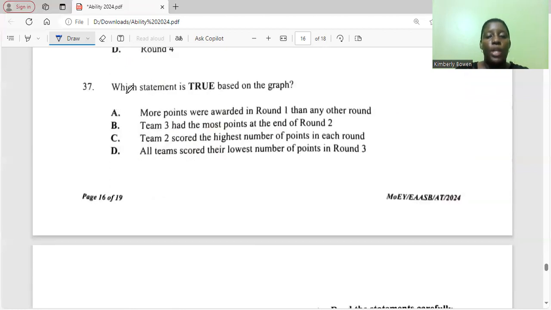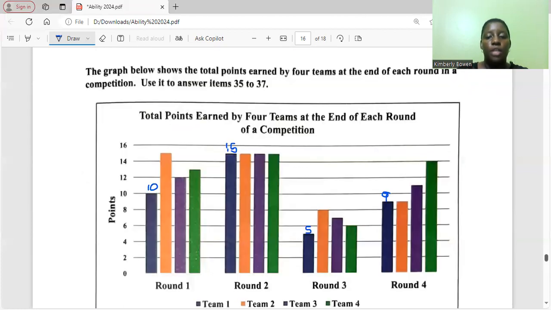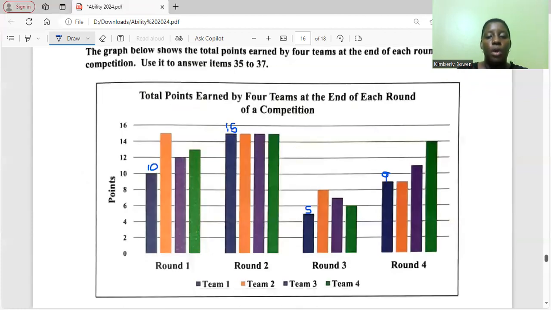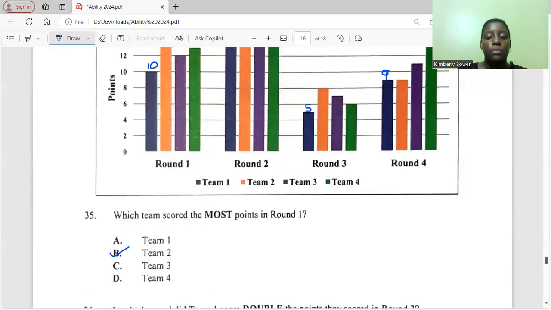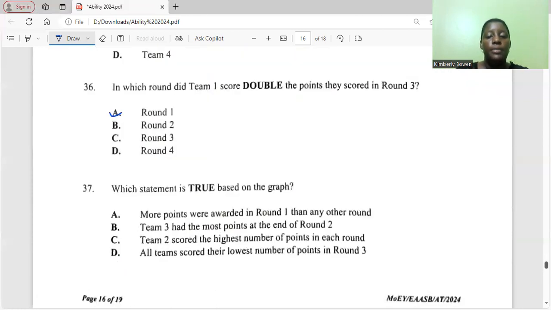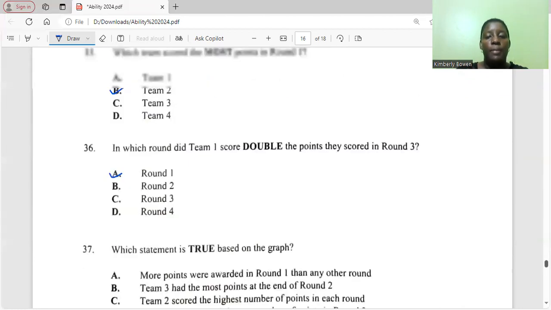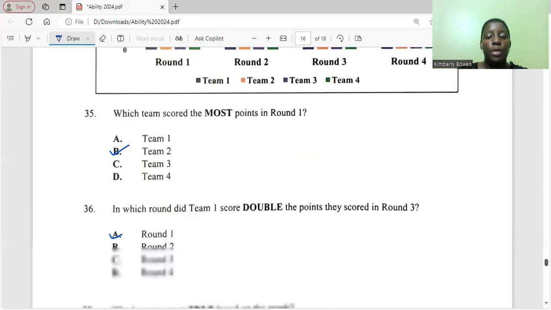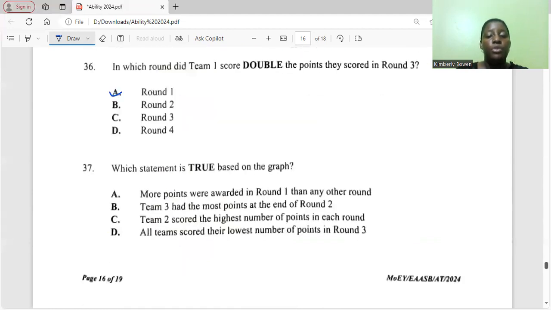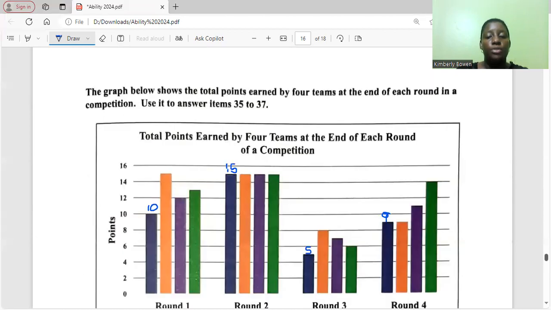37. Which statement is true based on the graph? More points were awarded in round 1 than any other round. Let's look back at it. That's not round 2. Had a lot of variety. Team 3 had the most points at the end of round 2. All of them had the same for round 2. Same points. Team 2 scored the highest number of points in each round. That's not true either.